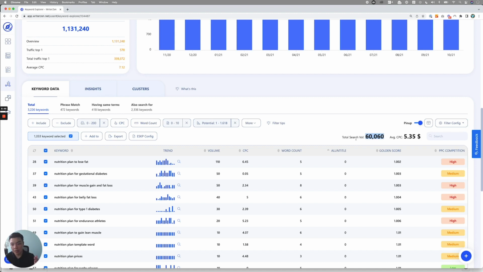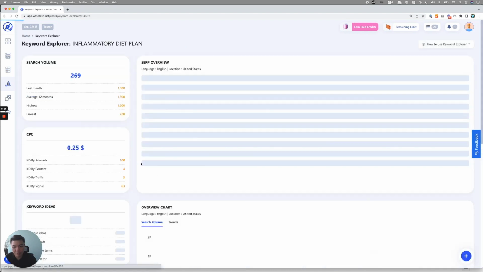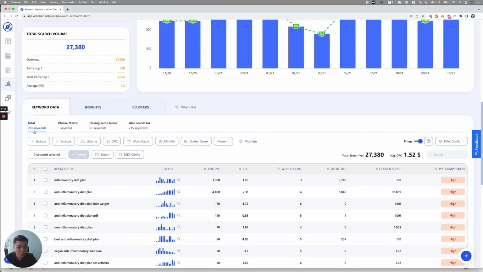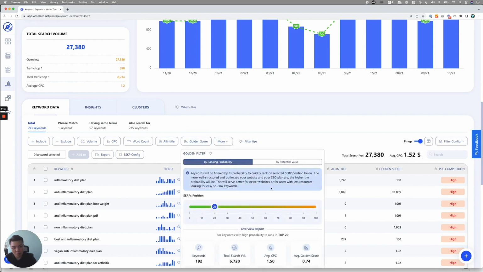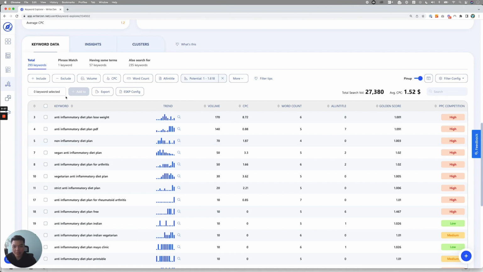So that's what happens with the pillar page. Now you repeat this entire process under each of your subtopics. So what I do is simply go out and look for the second one, inflammatory diet plan, same process. You have about 293 keywords only, so it's a lot easier. You click on golden score, potential values 1.618, you click apply, and here it is. You have 123 keywords.